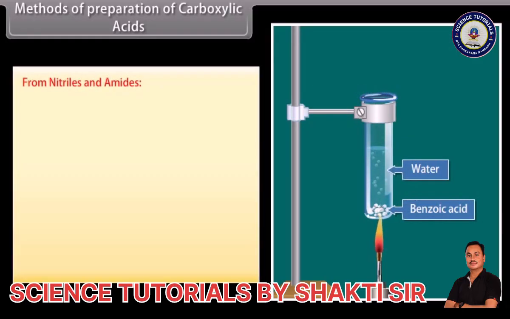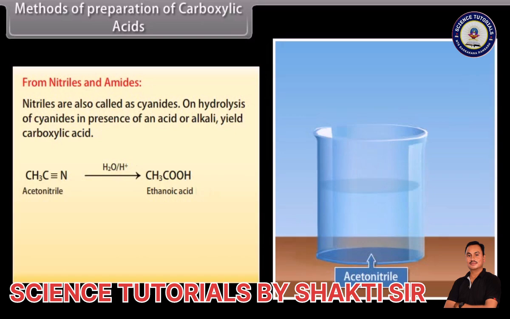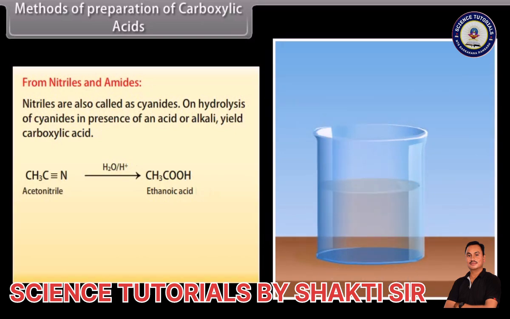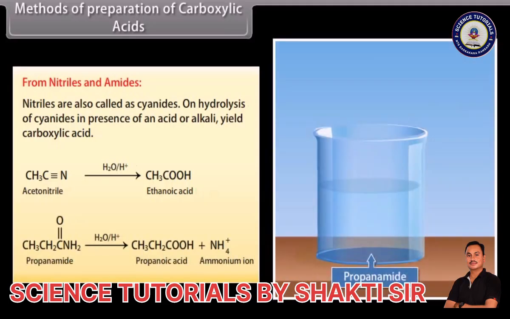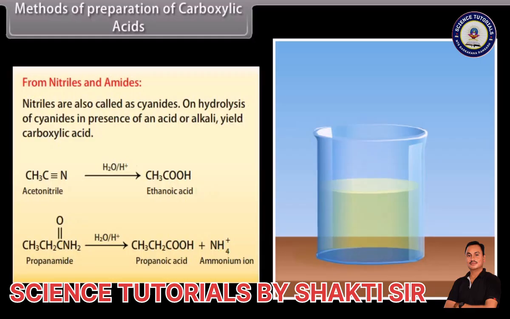From nitriles and amides. Nitriles are also called cyanides. On hydrolysis in the presence of an acid or alkali, cyanides yield carboxylic acid. Hydrolysis of acetonitrile in the presence of an acid forms ethanoic acid. On hydrolysis of propanamide in the presence of an acid, it forms propanoic acid and ammonium ion.